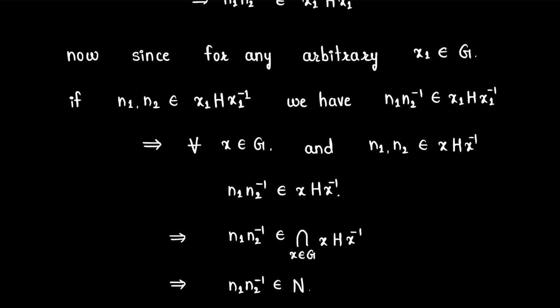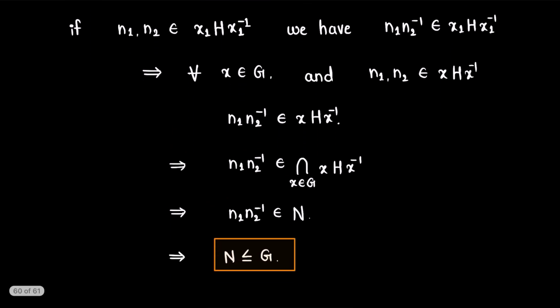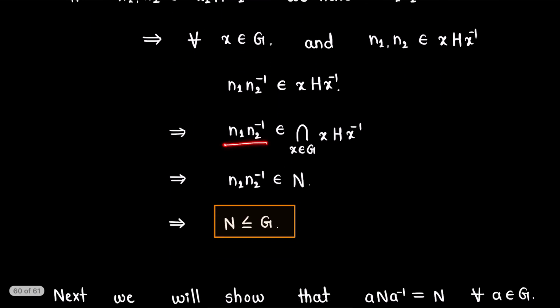Thus for all x in G, and n1, n2 in xHx inverse, we have n1 n2 inverse is an element of xHx inverse. As this holds for all elements x in G, we get n1 n2 inverse will be an element of the intersection of all xHx inverse for all elements x in G, and this implies n1 n2 inverse will be an element of N, and this implies N is a subgroup of G.